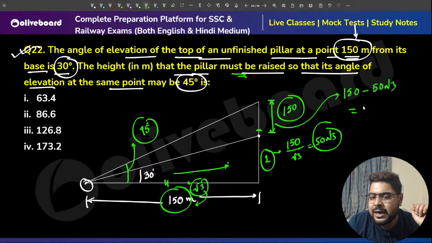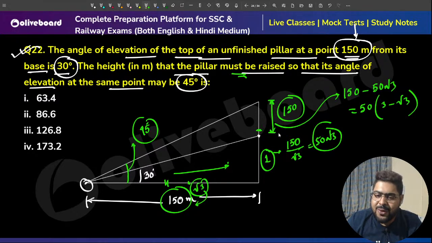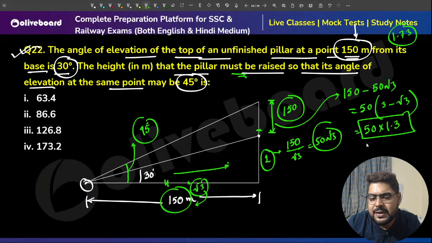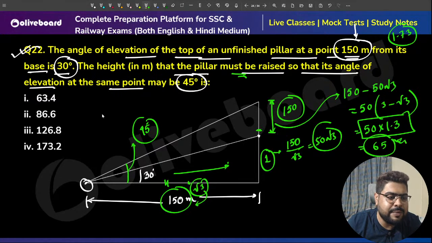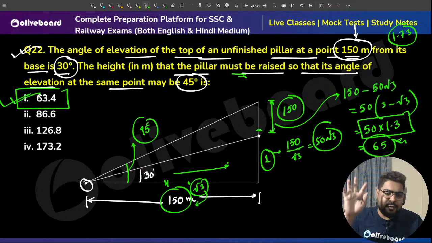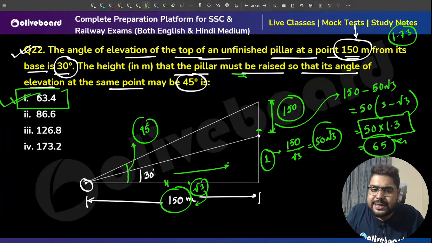If you calculate, it is 50 common, 3 minus root 3. Or 50 into root 3, where root 3 is 1.732. I am taking 1.7 only. 3 minus 1.7 is 1.3. So 5 13s are 65. It is around 65 meters. The option is this one, sir. The answer is this one. Again, everybody clear? Very, very simple questions.